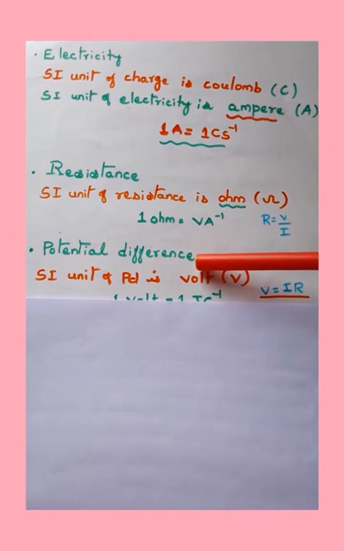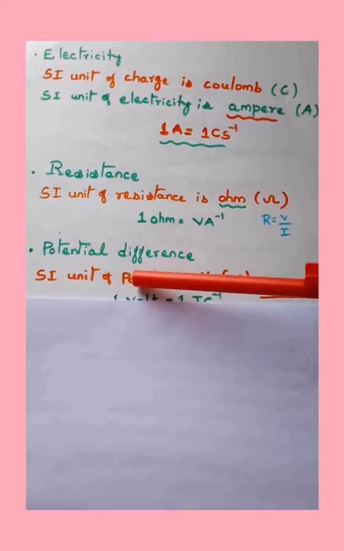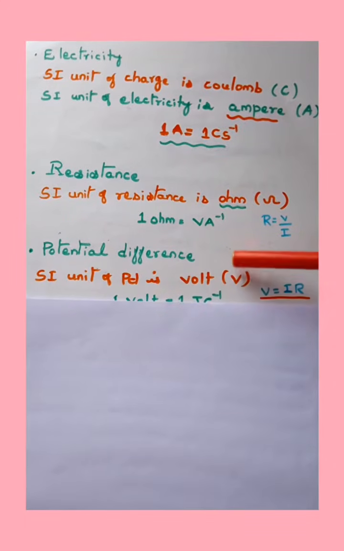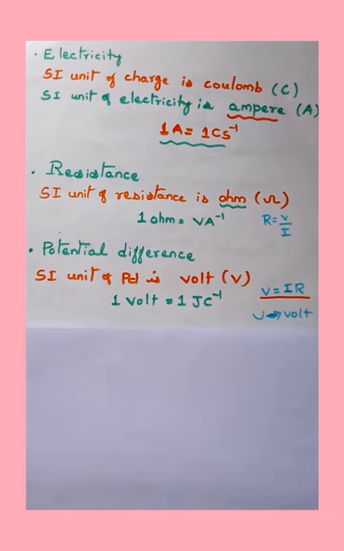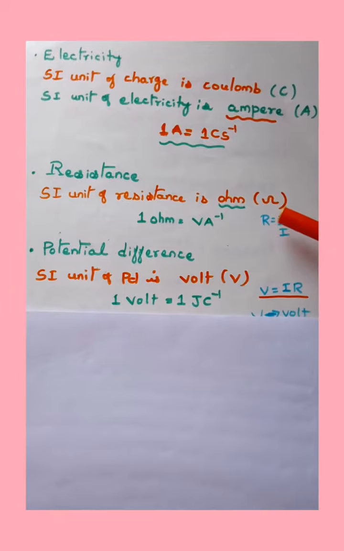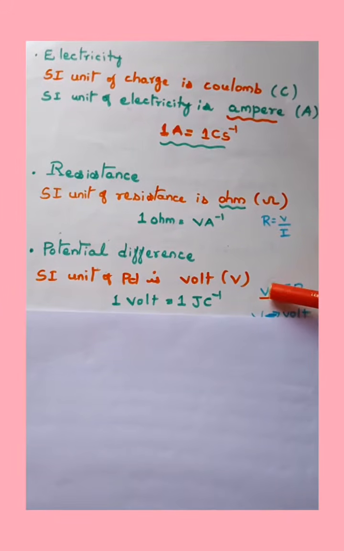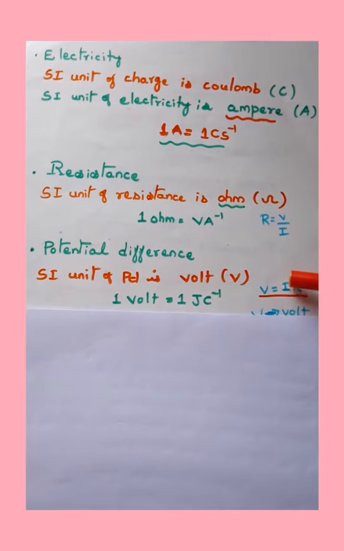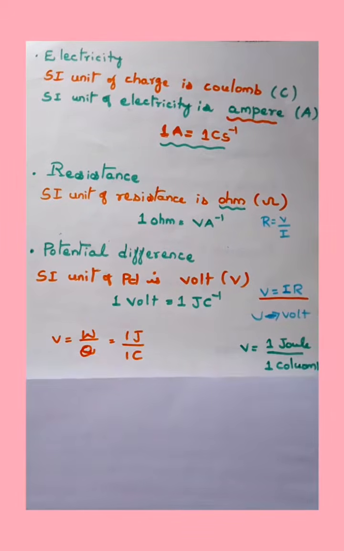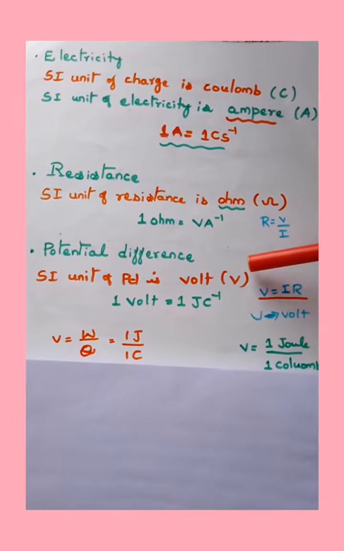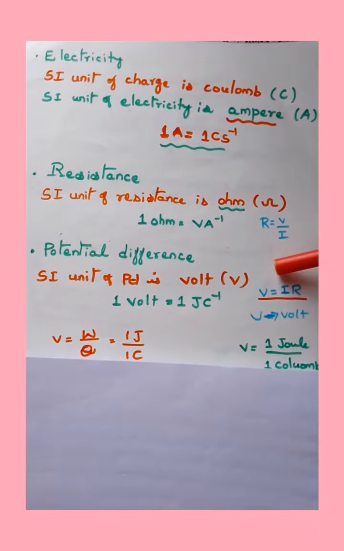Next is potential difference. The SI unit of potential difference, PD, is volt. Capital letter V is the abbreviation for this. So you can rearrange this formula and write V is equal to I into R, cross multiply. So you will get V is equal to IR. So how to get the SI unit of this potential difference? I stands for current. The SI unit of current is ampere, and that of resistance is ohm, and then you can write volt is equal to ampere into ohm.